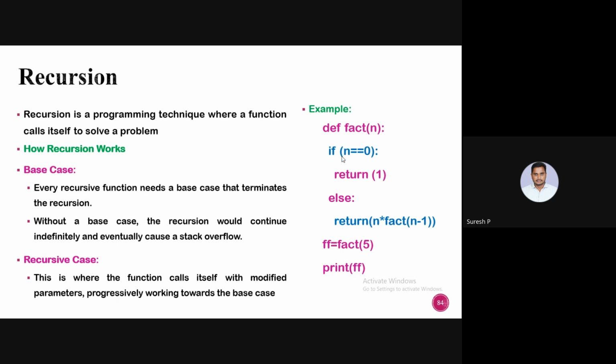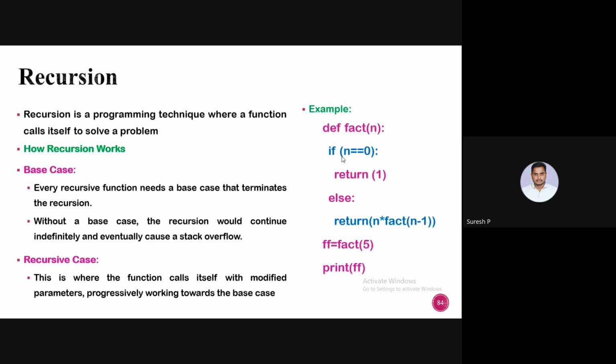Then return n star fact of n minus 1. Fact of n minus 1 is a call which is calling the same function. That n minus 1 means it is going towards the base case. That is n minus 1, n minus 2, every time it is decreased by 1 so that it will reach 0. So that recursive case is designed in order to reach the base case. Then in the main function, we have fact of y and print of f.